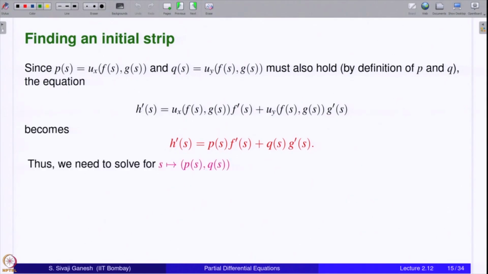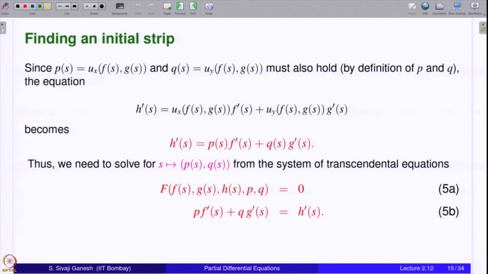Therefore, we need to solve for p(s) and q(s) in terms of s coming from this equation, capital F of (f(s), g(s), h(s), p, q) equal to 0, and p f'(s) plus q g'(s) equal to h'(s). So, this is the equation phi 2, and this is the partial differential equation. The roles of p and q are actually for u_x and u_y. So, that is why we demand these two conditions.